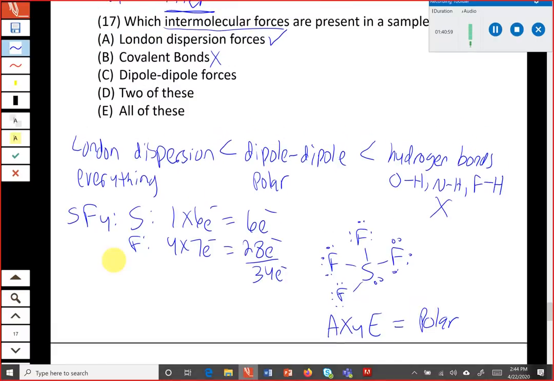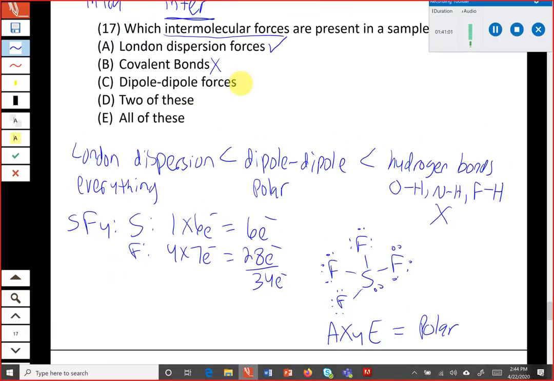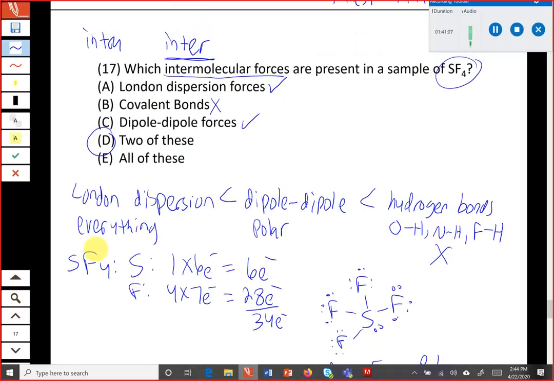And so because it's polar, it will have dipole-dipole forces, and that means the correct answer for this problem is 2 of these. This molecule will have London dispersion forces and dipole-dipole forces. It will also have covalent bonds, but that is not an intermolecular force, that is an intramolecular force.